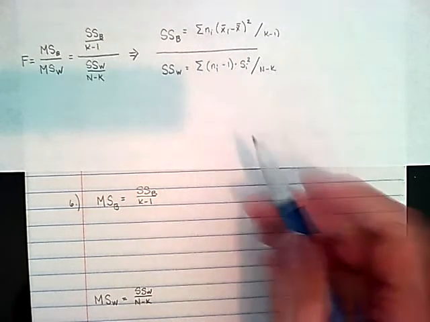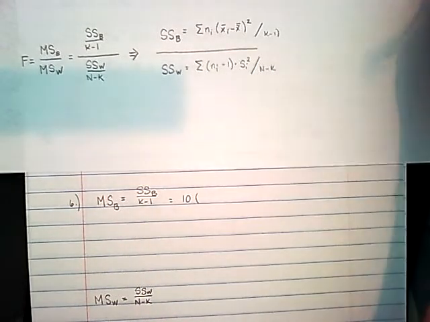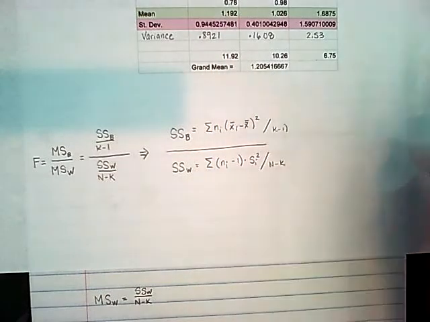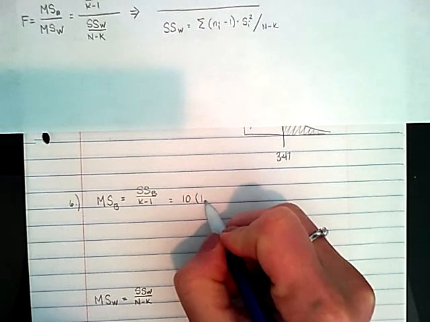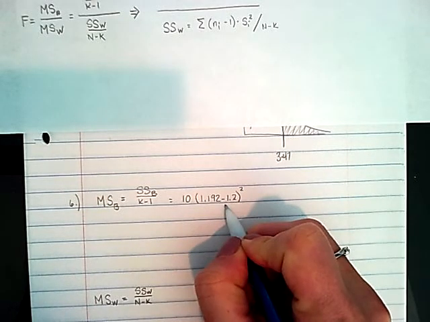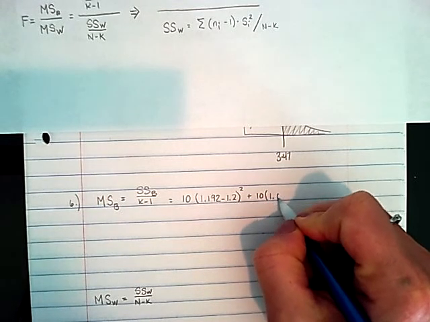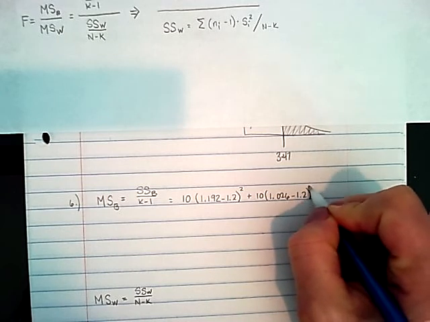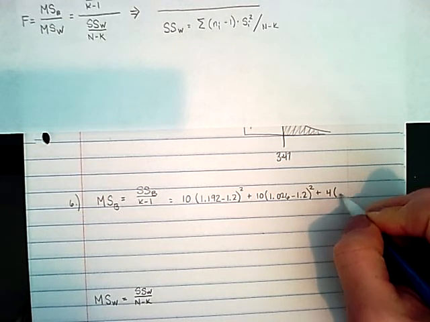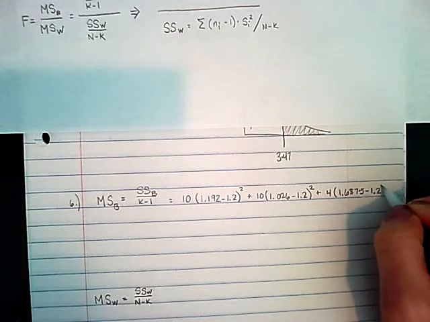So my first sample, I had 10 items. And I'm going to take that times the mean of sample 1. Now I'm just getting that right from this chart. So I'm going to do 1.192 minus the grand mean of 1.2. So I'm going to mark that down, 1.192 minus the grand mean, and then square that difference. And I'm going to do that again for column 2. In column 2, the mean is 1.026 minus the grand mean. And then column 3, I only have 4 pieces of data in the 3rd column. And the mean of my 3rd column was 1.6875 minus the grand mean of 1.2.